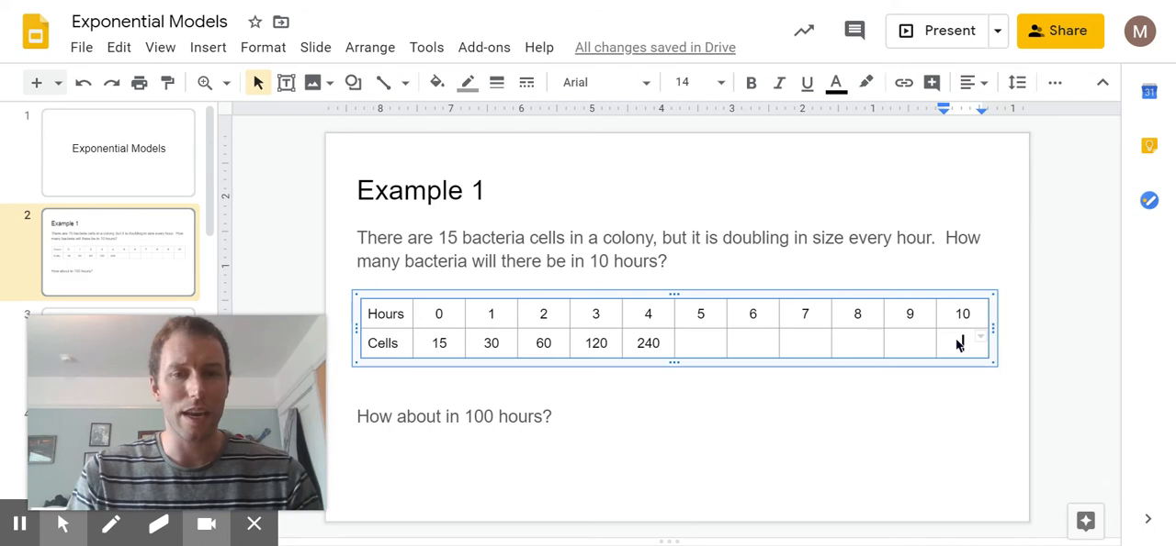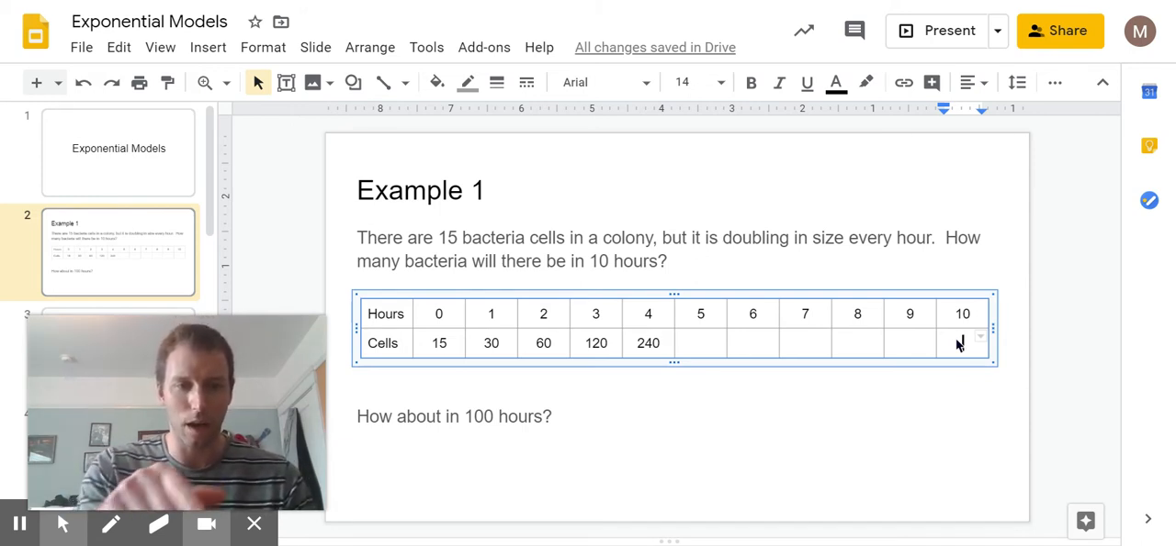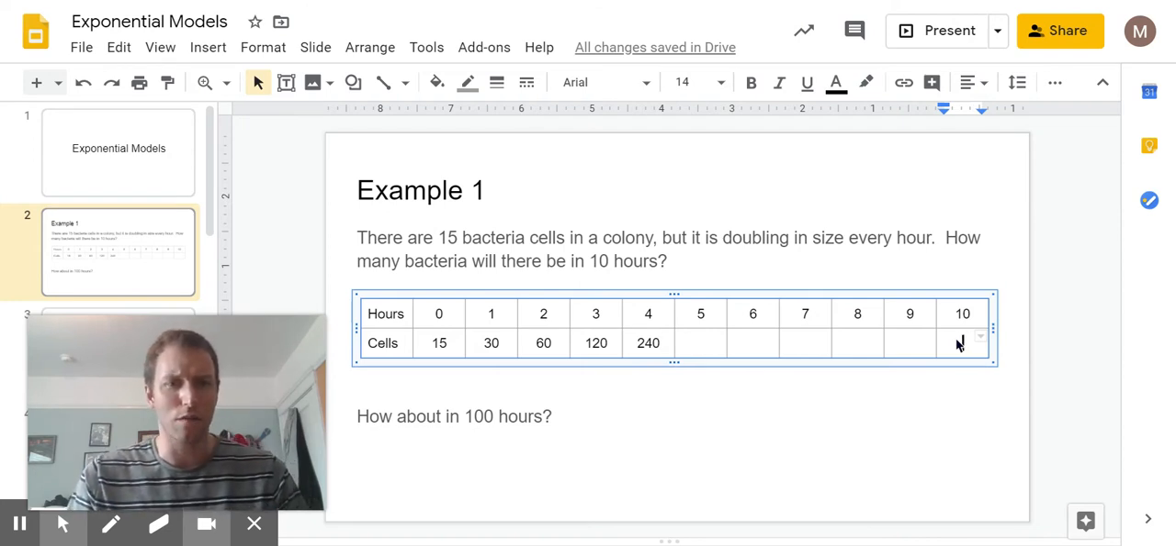Pause the video, take a second, fill in the table, or see if you can come up with some other clever way of figuring that out. No, pause the video. Hit the pause button. There you go. All right, I'm going to assume you figured it out by now and you've resumed the video.